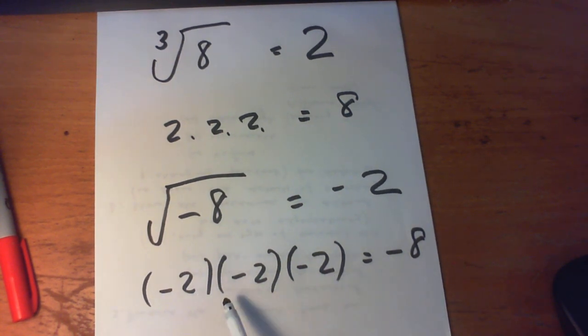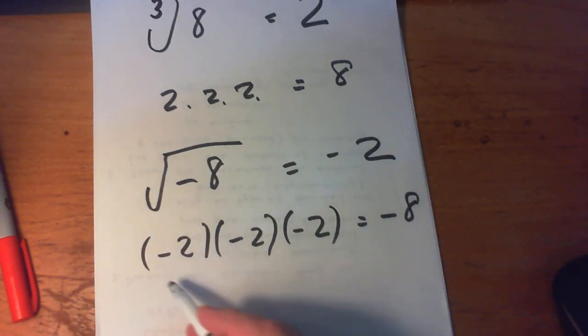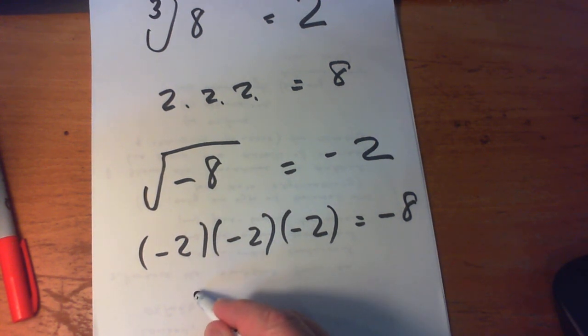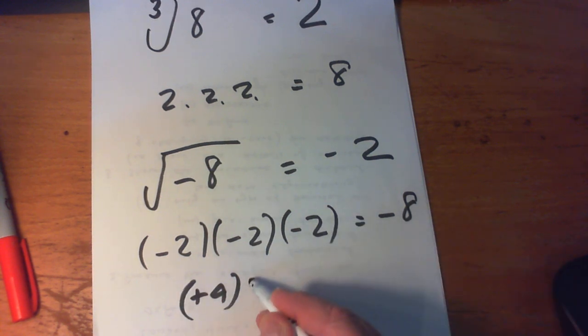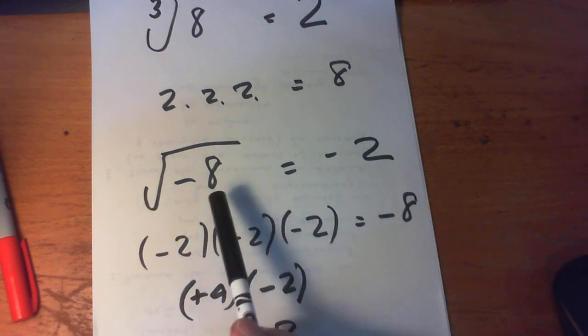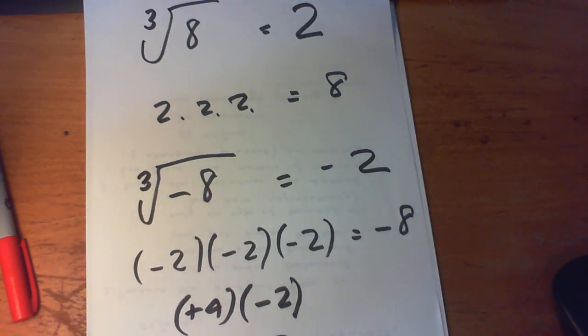You might be able to see this straight off. People come in at different levels, but if you can't see that straight off, you can do this piecewise. I could just play around with these two for starters. What is minus 2 times minus 2? Well, that is plus 4. And I'll bring that down, minus 2. What is plus 4 times minus 2? Well, that's minus 8. So since that is correct, therefore the cube root of minus 8 is minus 2.